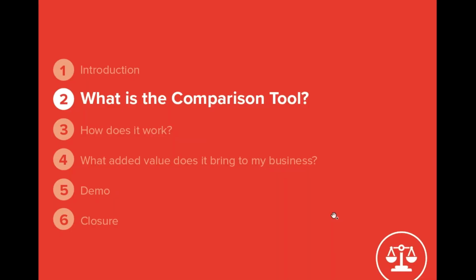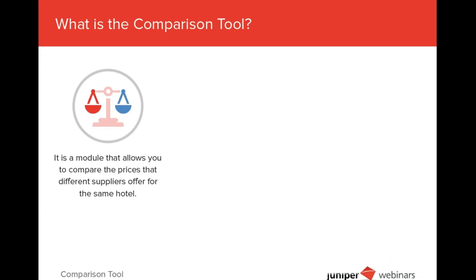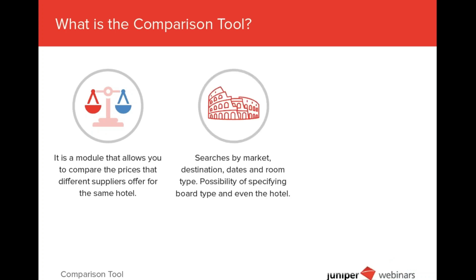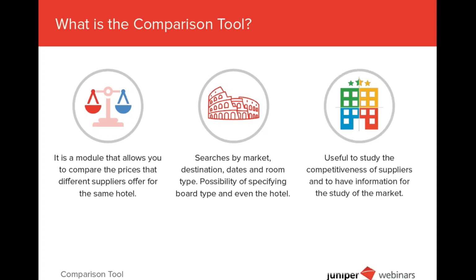So, what is the comparison tool? We have used these three main concepts to explain what it is. First of all, it is a module that allows you to compare the prices that different suppliers offer for the same hotel. It allows you to make searches by market, destination, dates, and room type. There is also the possibility of specifying the board type and even the hotel. This module is useful to study the competitiveness of suppliers and to have information for the study of the market.